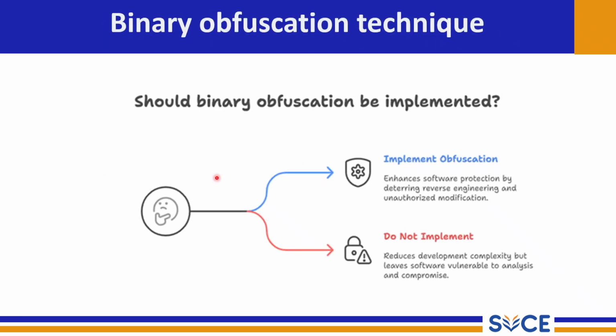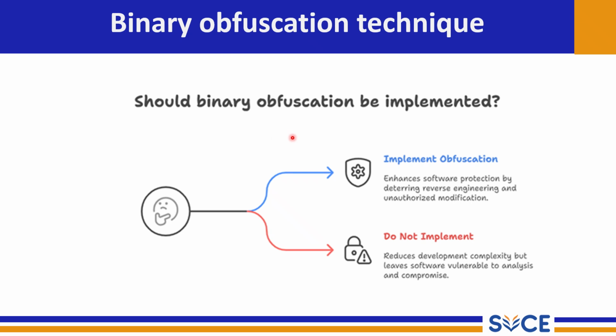And next, why should we go for binary obfuscation, or why does it have to be implemented? While implementing this obfuscation, it enhances software protection by deterring reverse engineering and unauthorized modification. And second, if it is not implemented, it reduces the development complexity, but it leaves the software vulnerable to analysis and compromise. Okay, so that is why binary obfuscation has to be implemented.